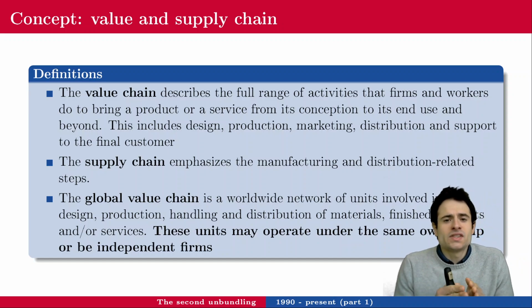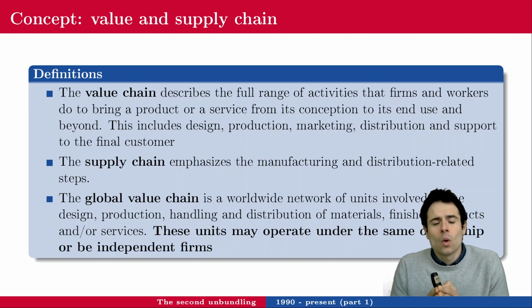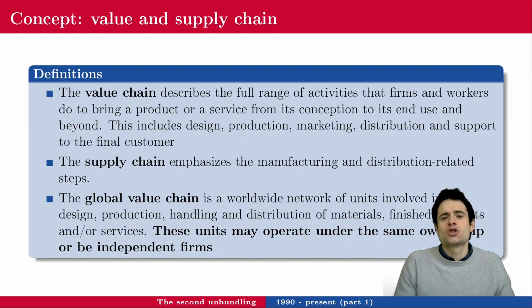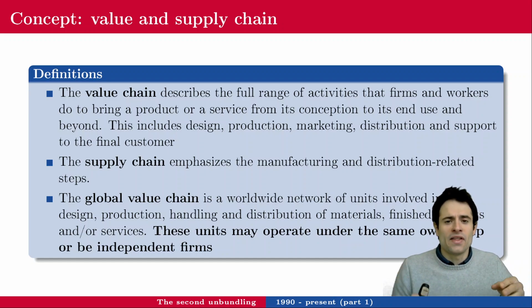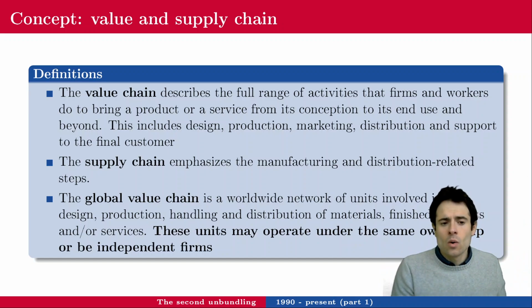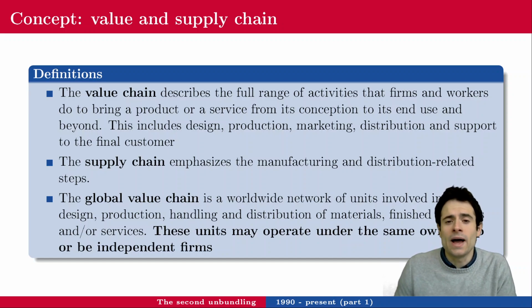So, because of the second unbundling, we went from looking at the supply chain or the value chain, where every activity was pretty much done in-house by the same firm, except maybe a couple of things like lawyers and accountants and a couple of extra services, to a global value chain where activities are being done in different parts of the world and also by different firms.